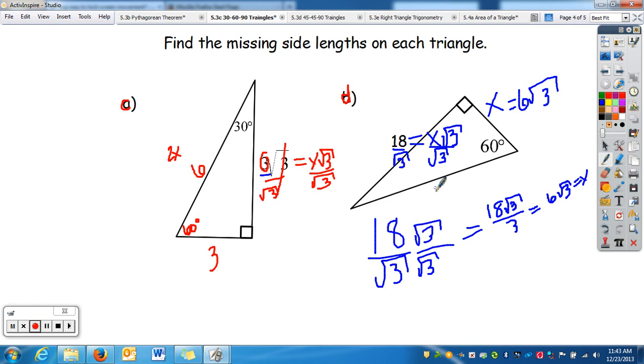Now to get my 90 side, we're going to take my answer and take it times 2 here. 2 and 6 are on the outside, so that is 12 root 3. Those are my two answers. Again, you might want to rewatch this one. This is probably the most difficult ratio one there is.